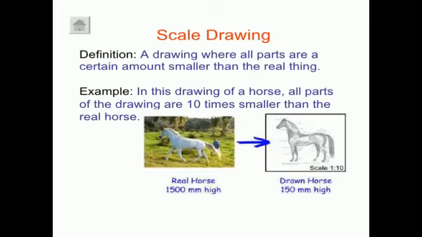The drawing where all parts are a certain amount smaller than the real thing. In the drawing of a horse, all parts of the drawing are 10 times smaller than the real horse. You can see the horse is 1500 millimeter long and 150 millimeter high. Because we can't draw the real measurement in the book, we need the scale drawing. We need a scale to draw the real thing onto a map or in a book.